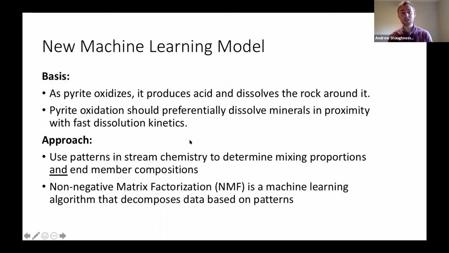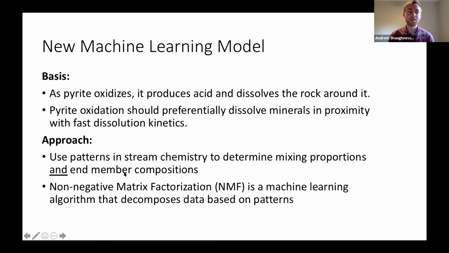And so what we're going to try and do here is use a new machine learning model. And the basis of this model is going to be exactly what we were talking about before, the coupling between mineral dissolutions. As pyrite oxidizes, it produces acid, dissolving the rocks around it. And this coupling of mineral reactions actually imprints a pattern in the stream chemistry that we're going to try and deconvolve using some machine learning.